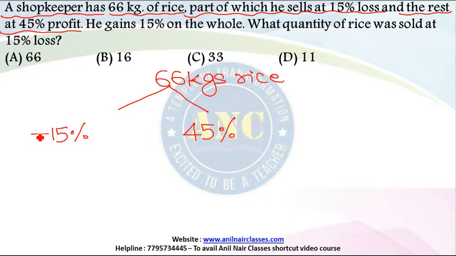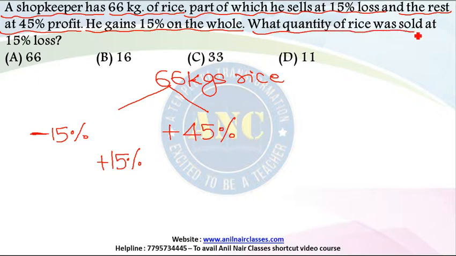Because it is a loss, I put a negative sign. Because it is a profit, I put a positive sign here. He gains 15% on the whole. Overall profit percentage is 15%, so again it is plus 15%. Your question is, what quantity of rice was sold at 15% loss? How much quantity was sold at 15% loss, I need to find.